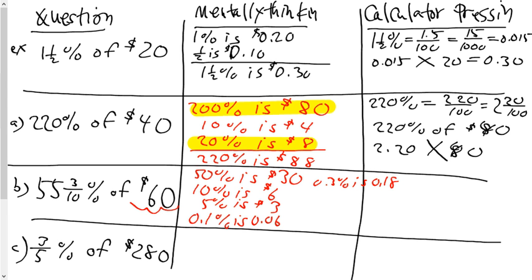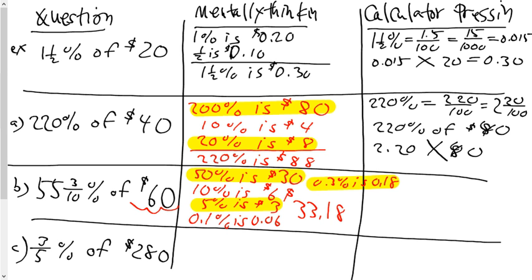So the numbers we're going to use here, we need our 50% plus our 5%, that's 55%, plus our 0.3%. If we put all those together, we get $33.18. Is that the correct answer? I hope so. So our answer for mental math is $33.18.